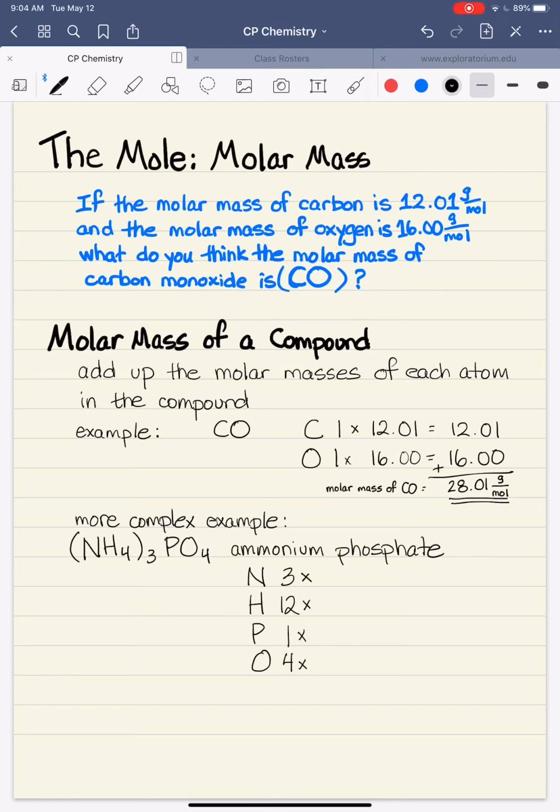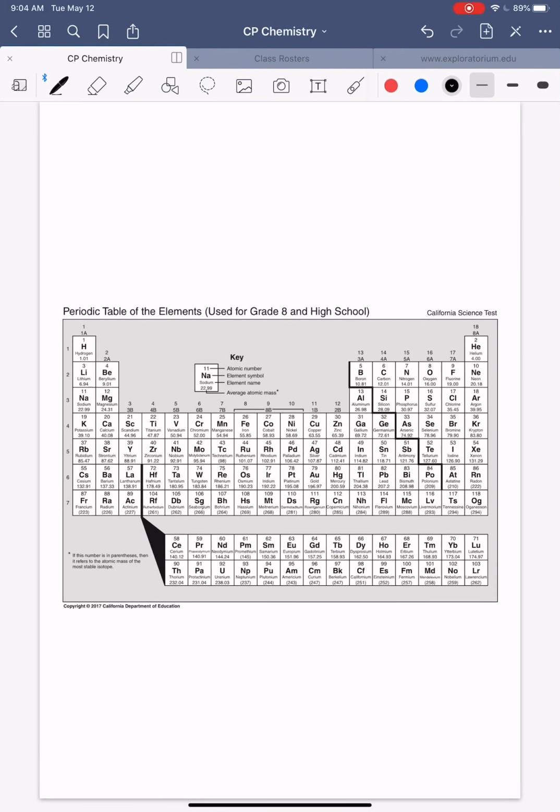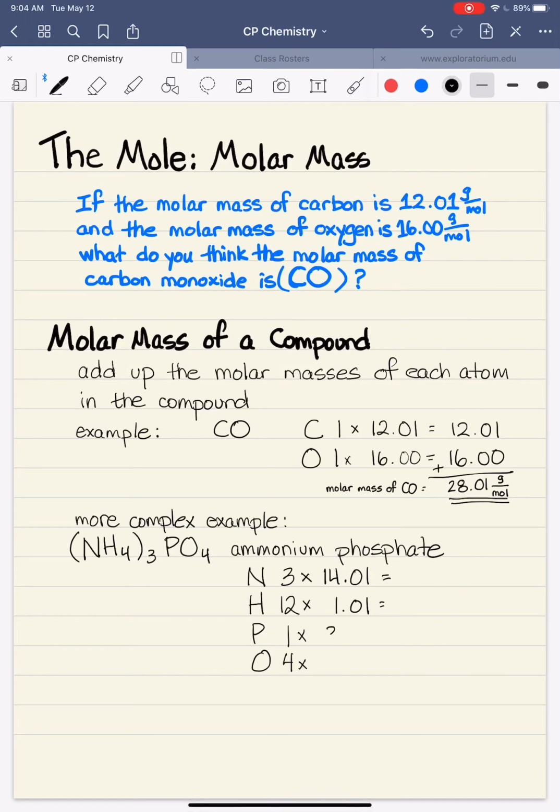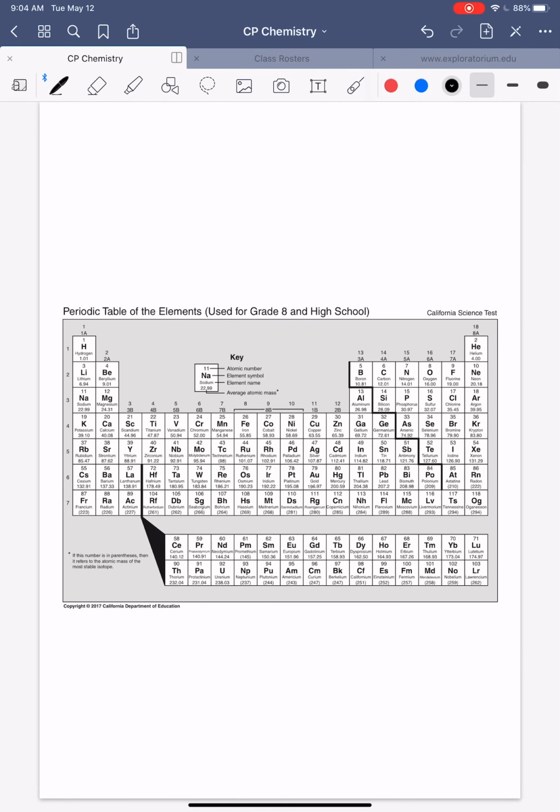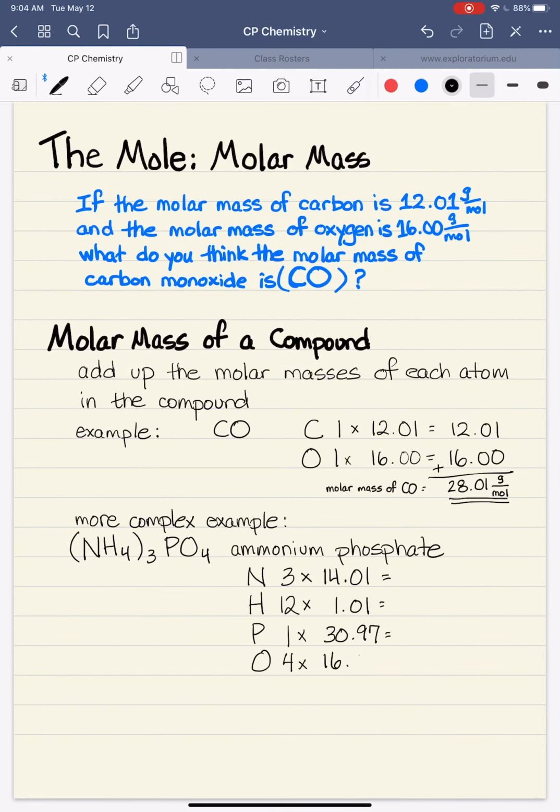Okay, we're going to have to do a little math here. Okay, so nitrogen has a molar mass of 14.01 grams per mole. Hydrogen is 1.01 grams per mole. Phosphorus, I need to look that up for a moment. Phosphorus has a molar mass of 30.97 grams per mole. And oxygen has a molar mass of 16 grams per mole. Okay, so now we're going to go ahead and we're going to multiply across so that we can account for all of the different atoms of each category.